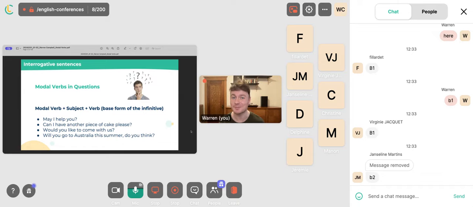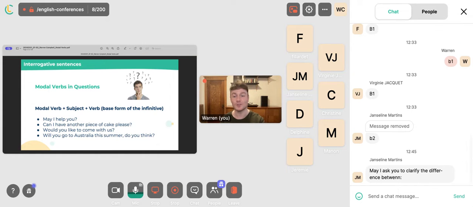I have some examples here for you as well. May I help you? Can I have another piece of cake, please? Would you like to come with us? Will you go to Australia this summer, do you think? Bit of a longer one there. Okay. So we can see these modal verbs being used at the beginning. May, can, would, and will.